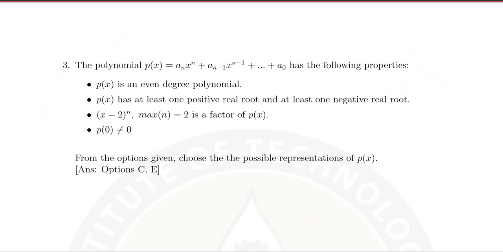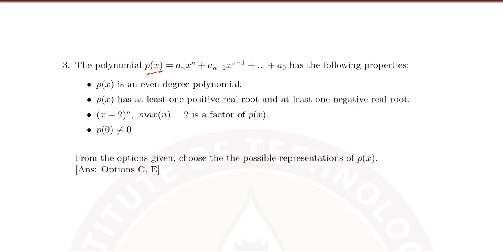So in the next question, a polynomial p of x is given, and it is told it satisfies the following properties. First, p of x is an even degree polynomial. Second, p of x has at least one positive real root and at least one negative real root. And the third condition is that x minus 2 to the power of n, basically x minus 2 the whole square, is a factor of p of x, and p of 0 is not equal to 0.